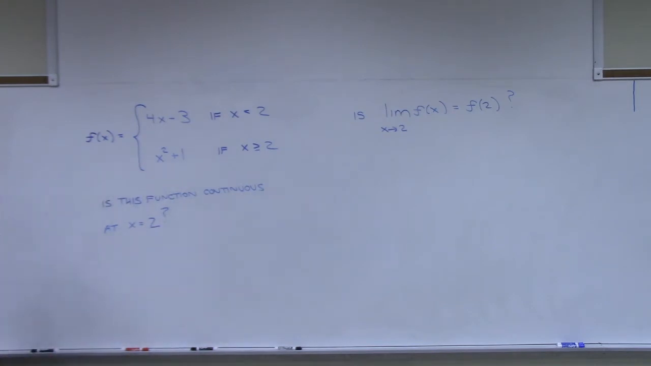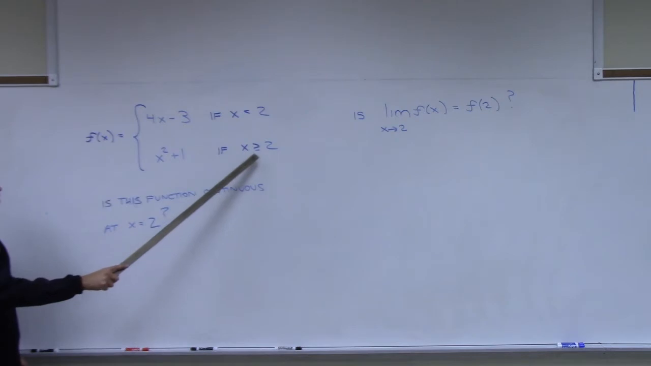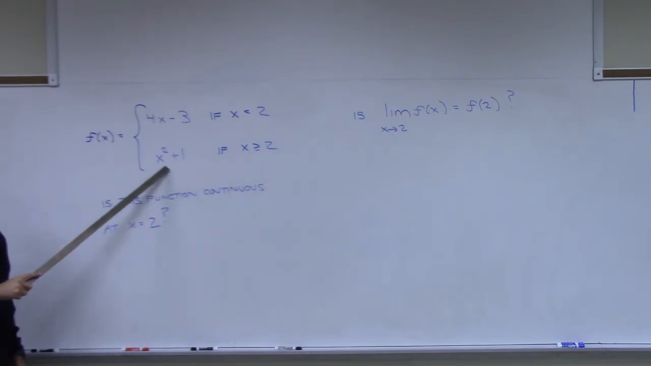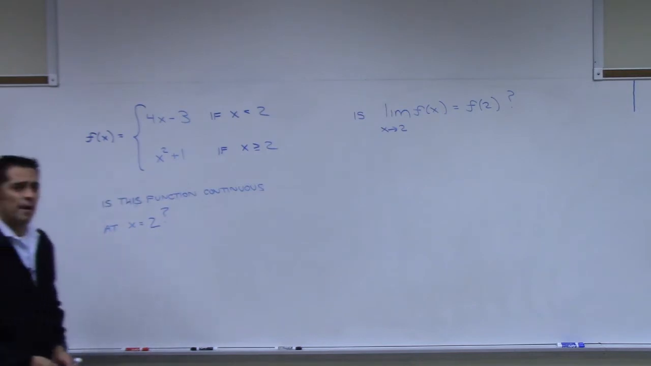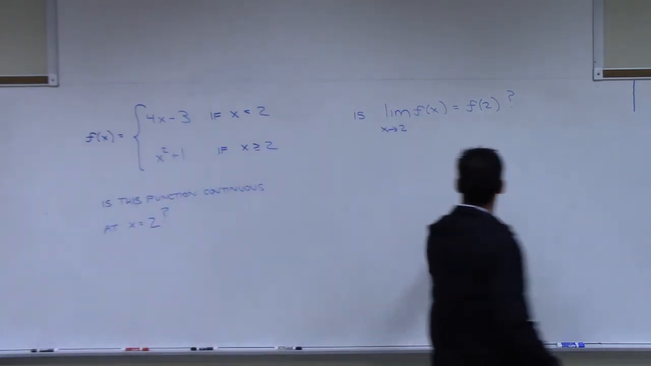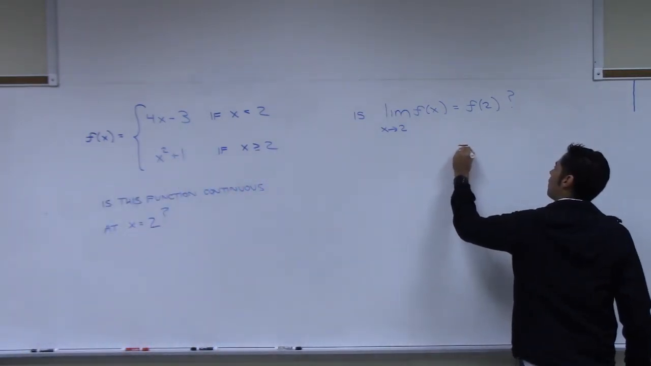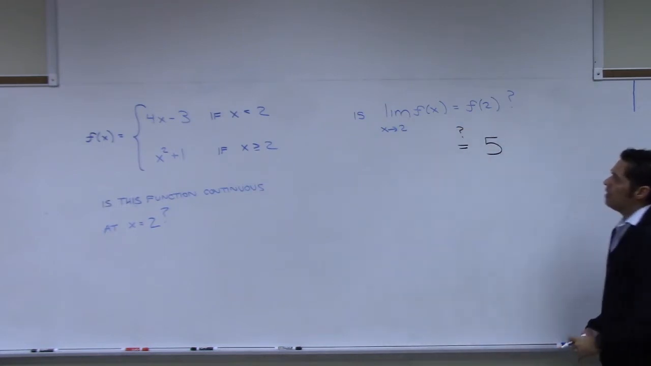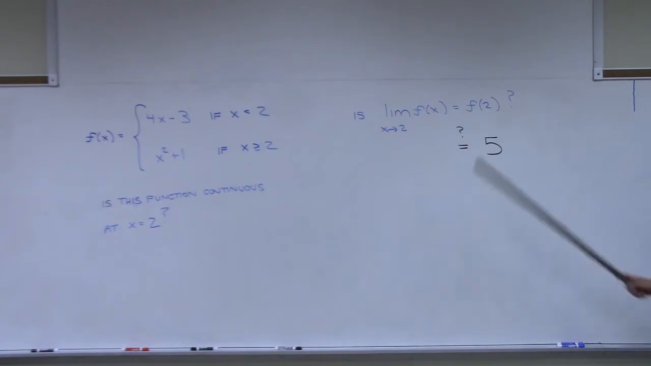5. Man, where are you getting that from? Where are you plugging 2 in? You're going into the bottom one because it has the equal bar on it right there. You're going to plug 2 into this. 2 squared plus 1 is 5. So we're getting 5 on the right. Everyone good? Question, is this equal? So what am I going to need to do to figure out this limit?